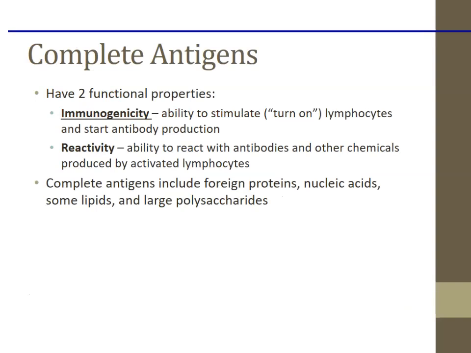So what we want for an antigen is the ability to stimulate lymphocytes and to start antibody production. So real quick, what lymphocytes build antibodies? B lymphocytes or T lymphocytes? B, there you go. B for antibody. B cells build antibodies, you got it. And we want them to have this property of reactivity, the ability to react with antibodies.